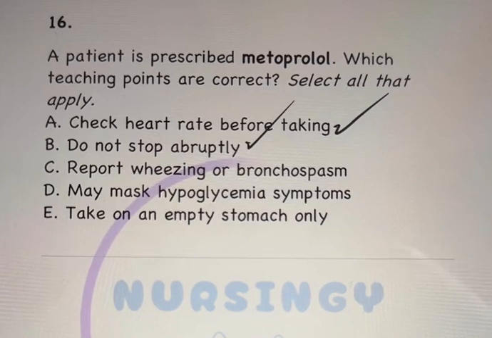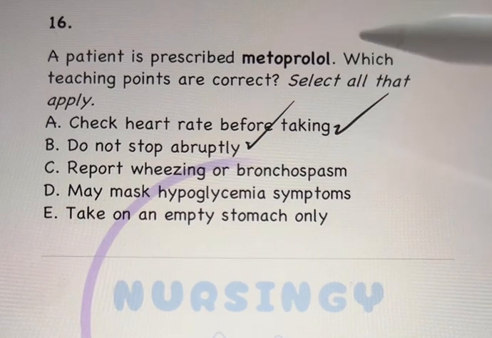Okay, do we need to report wheezing or bronchospasm? Yes, because what's going to happen, it also affects the... because what is metoprolol? Is it selective or non-selective? Yeah, we never give it in asthma, but that is not the question.